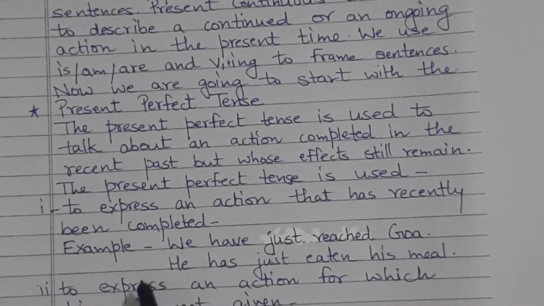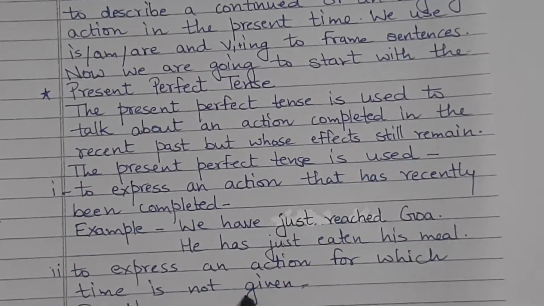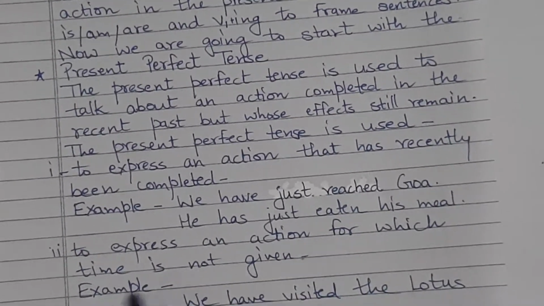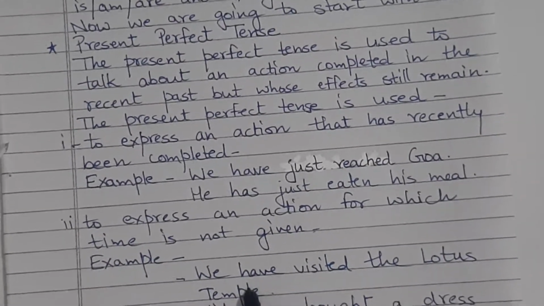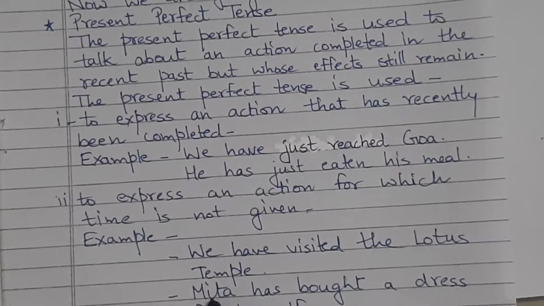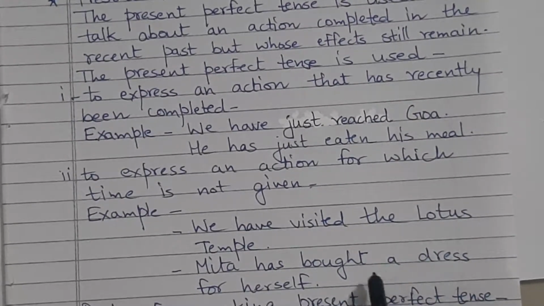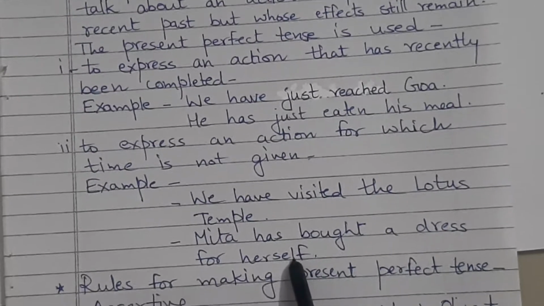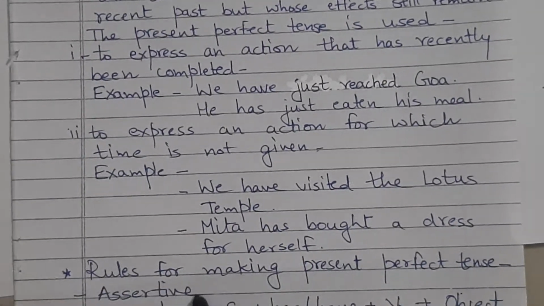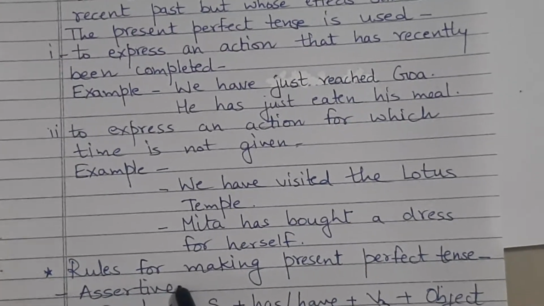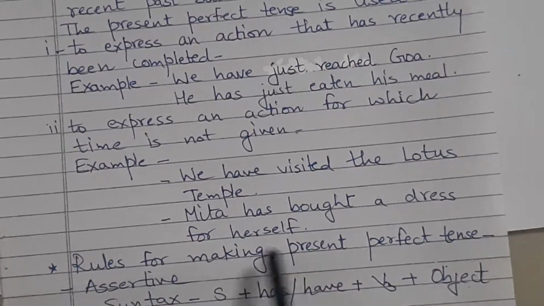It is also used to express an action for which time is not given. For example, we have visited the Lotus Temple. Example number 2: Meeta has bought a dress for herself. Students, now we will discuss the rules for making present perfect tense.